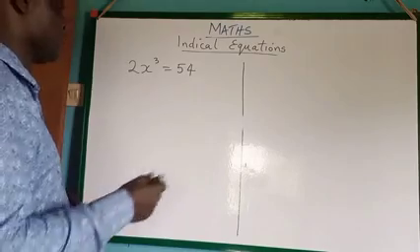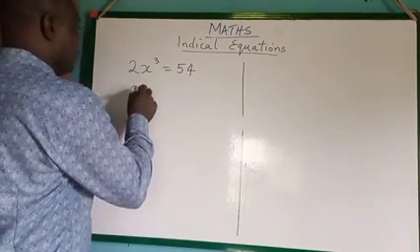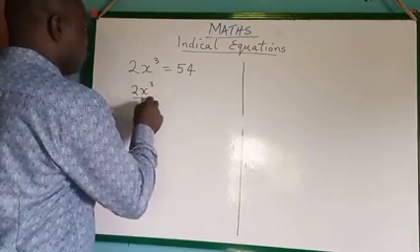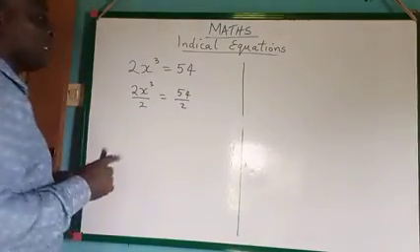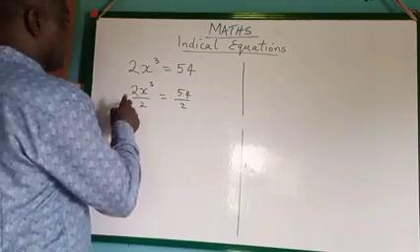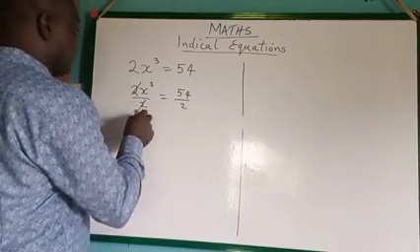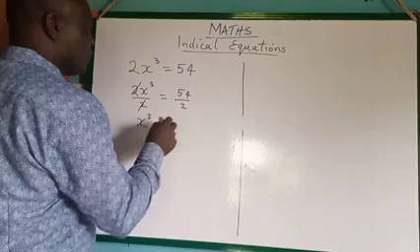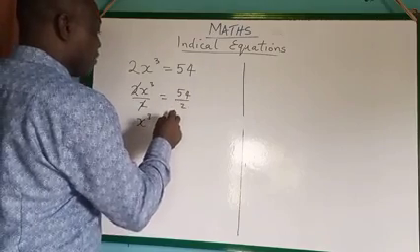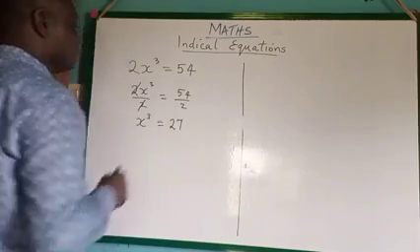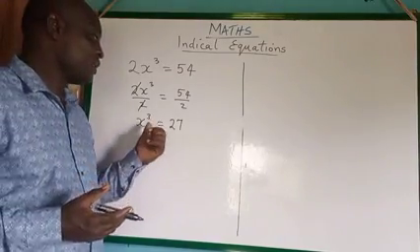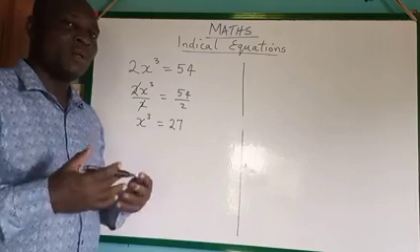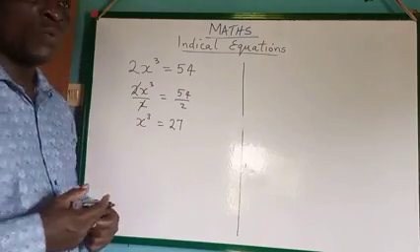How do we do that? I can say 2x raised to power 3 divided by 2 is equal to 54 divided by 2. The essence of doing this is to make sure that x raised to power 3 is what is remaining here on the left hand side, and 54 divided by 2 will give us 27. So you can see that it has been simplified. With this, you can now apply law of indices to solve the equation.